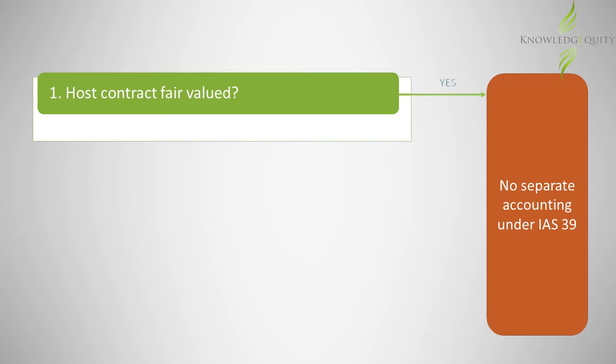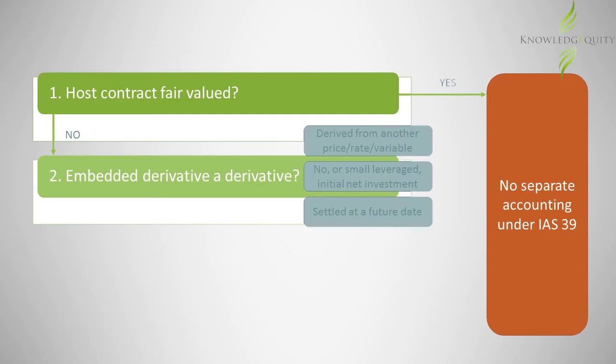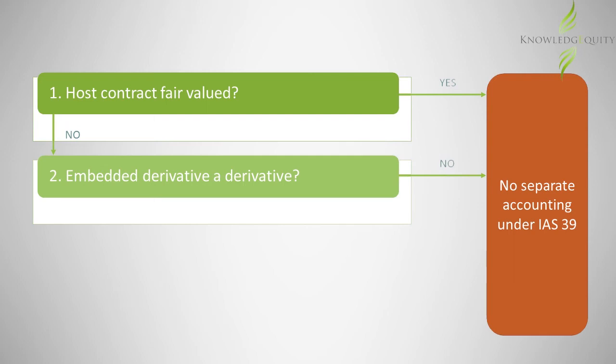Secondly, does the embedded derivative meet the accounting definition of a derivative? That is, its value changes in response to changes in an underlying price, rate, or other variable. It doesn't require an initial net investment, or only requires a small leveraged initial net investment. And it is settled at a future date. If it doesn't meet the definition of a derivative, then it won't be separately accounted for.